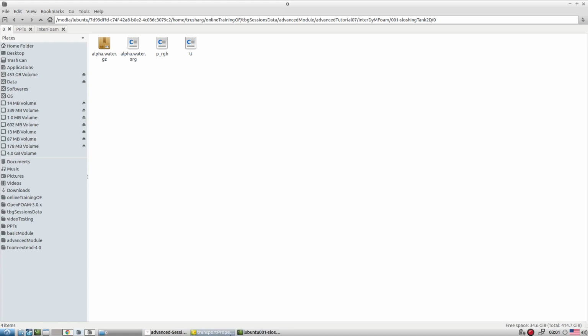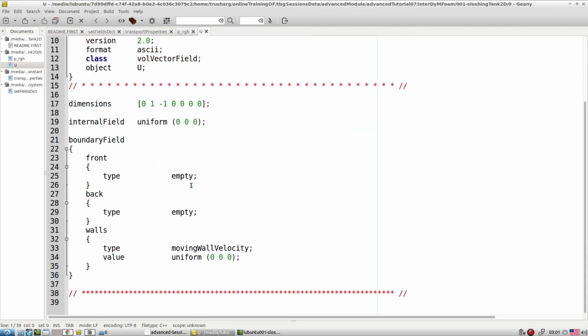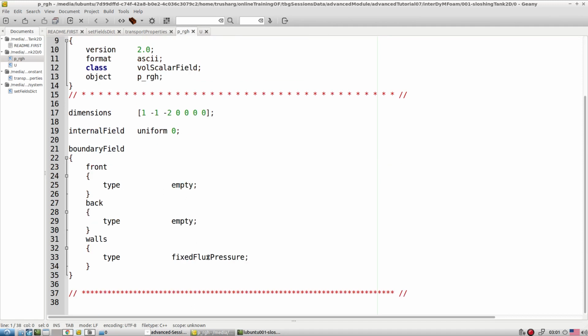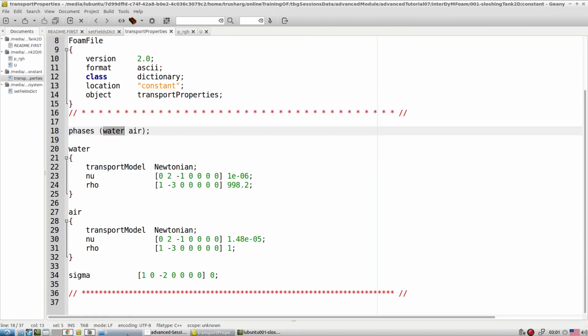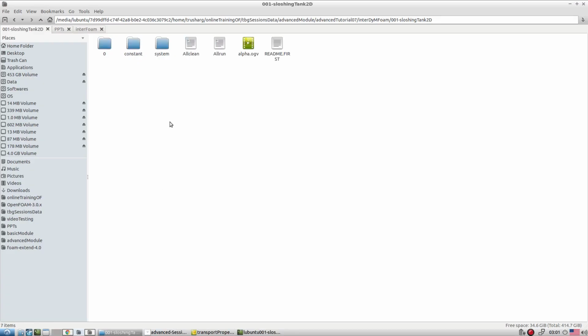Okay, so that is what we needed from this part. Then let's look at both the entries. For all the walls we say it is a moving wall, and for pressure we say it is a fixed flux pressure. Now inside the constant folder we have to specify the solid body motions.